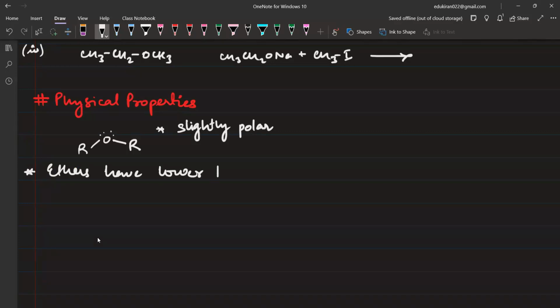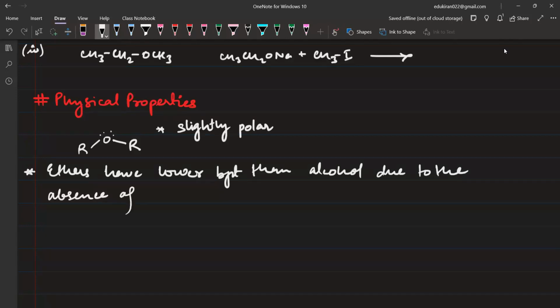lower boiling point than alcohol due to the absence of hydrogen bond in ethers. Okay, hydrogen bond is not present. Then you write the next one.